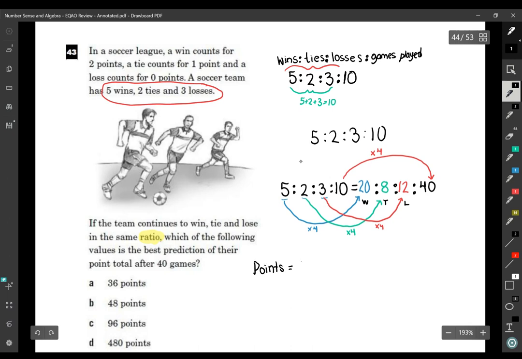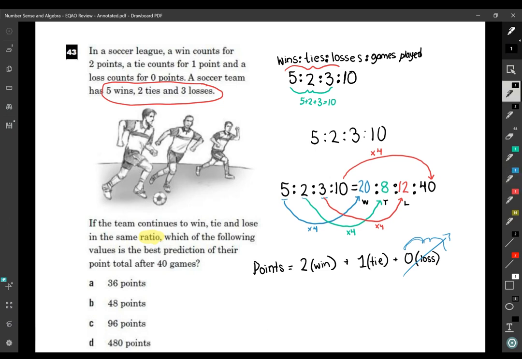They're going to get 2 points for each win, plus 1 point for each tie, plus 0 points for each loss. Okay, I technically don't need to include this term in my equation because it's going to cancel to 0 no matter what. That's okay. So I get 2 points for each win.